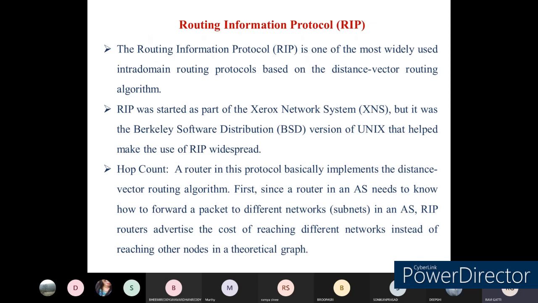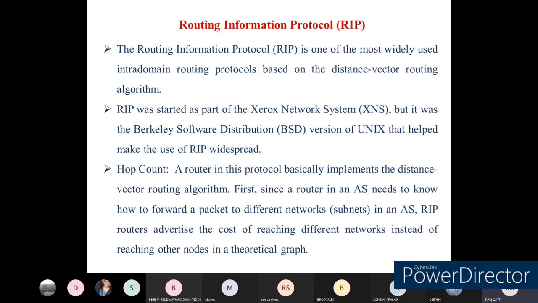And the next one is, we will be studying the three important unicast routing algorithms. The first one is the Routing Information Protocol, that is RIP. This routing information protocol is mostly used as an intra-domain routing protocol.